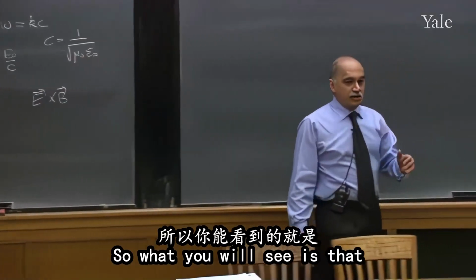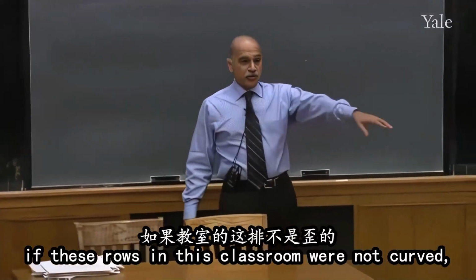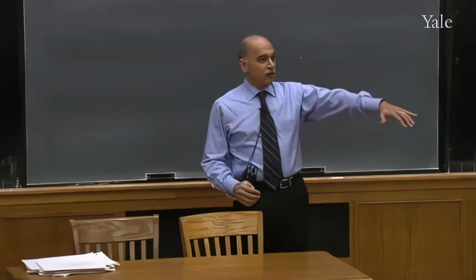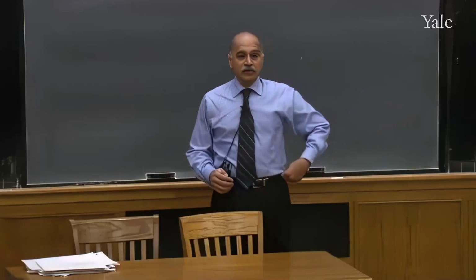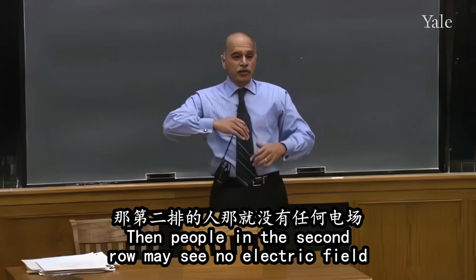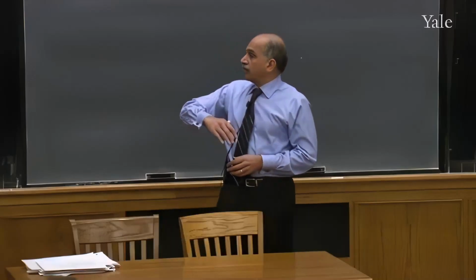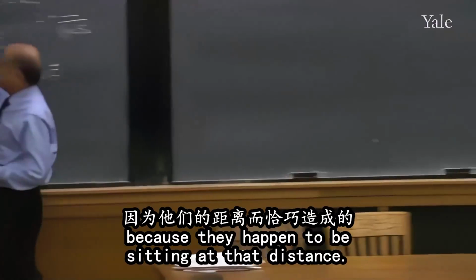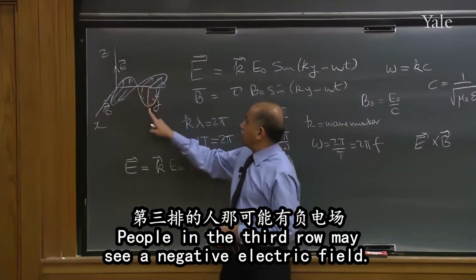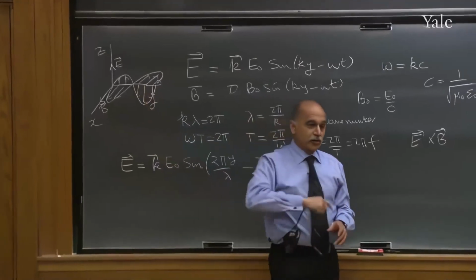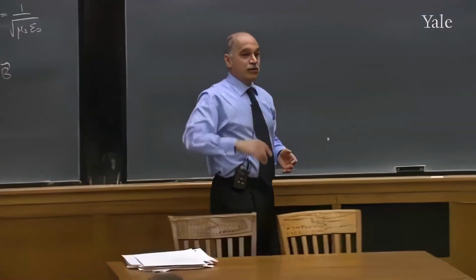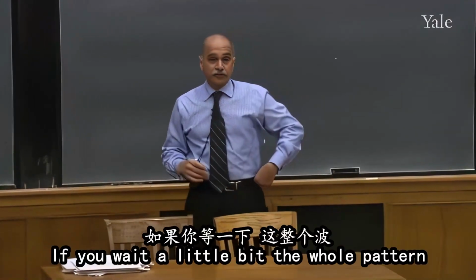So what you will see is that if these rows in this classroom were not curved but straight, then all the people in the first row will see exactly the same electric field. So maybe it's pointing up. Then people in the second row may see no electric field because they happen to be sitting at that distance. People in the third row may see a negative electric field. So every half wavelength, it will go from 0 to maximum to 0 to minimum back to 0 and so on. So it will oscillate at one time.